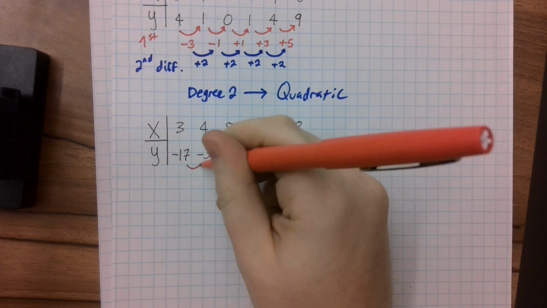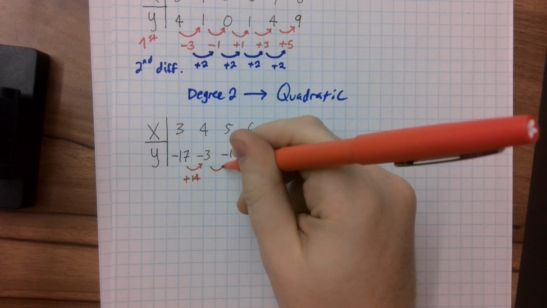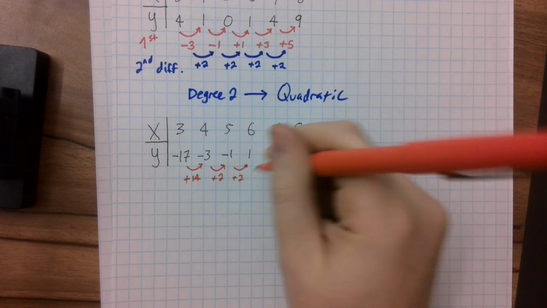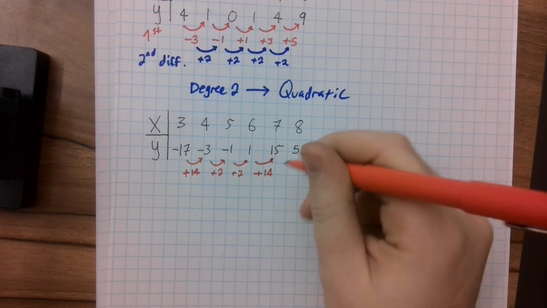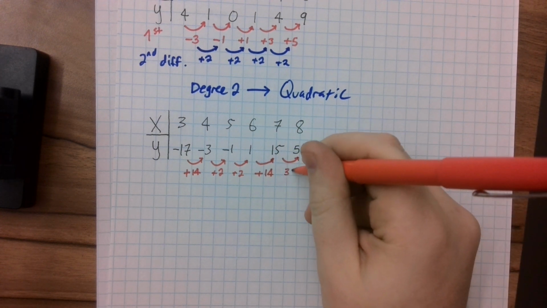Hopefully you've had a chance to try these out. This one is super weird. So we go from plus 14 to plus 2 to plus 2. Oh, we got some kind of pattern. To plus 14. Okay. To plus... that's plus 38.